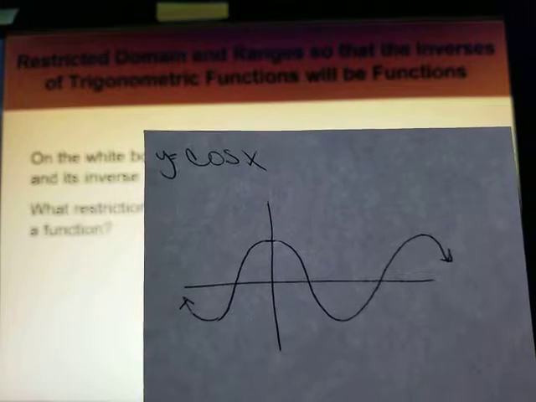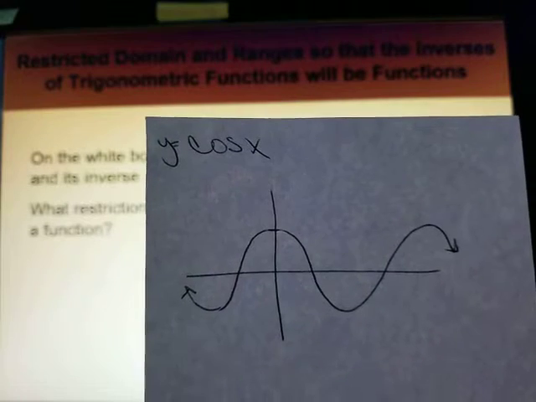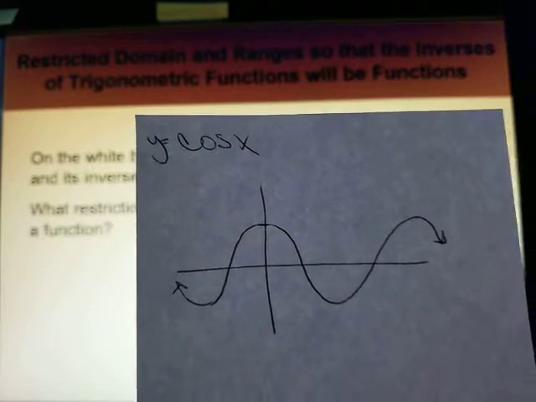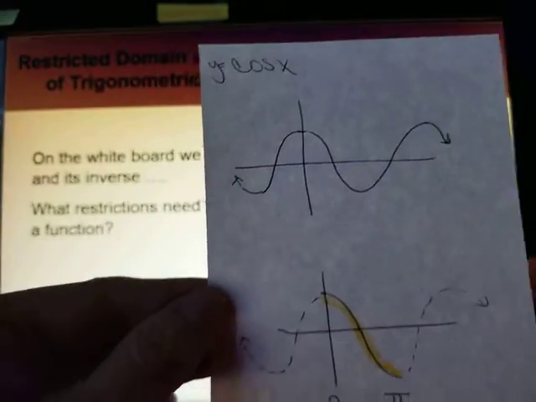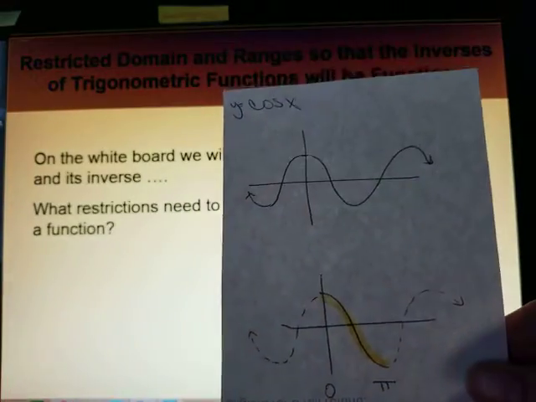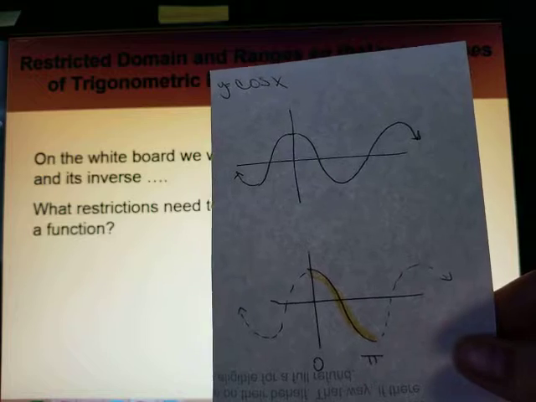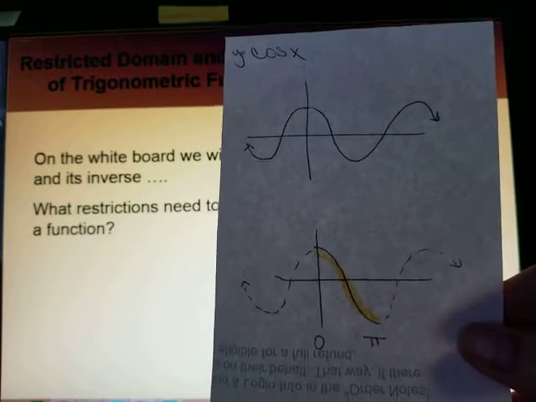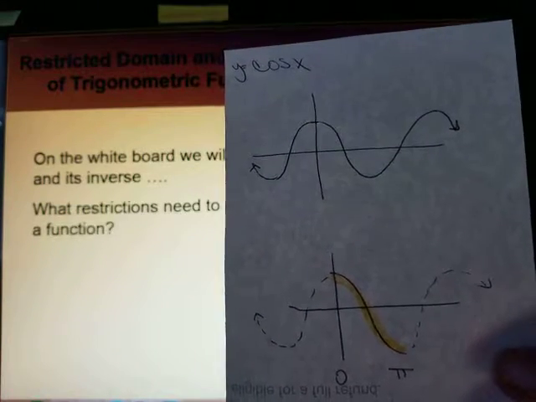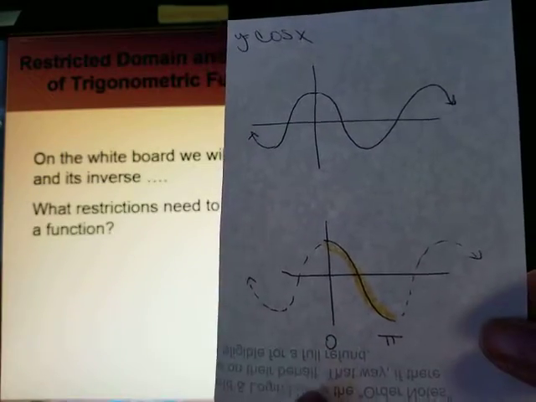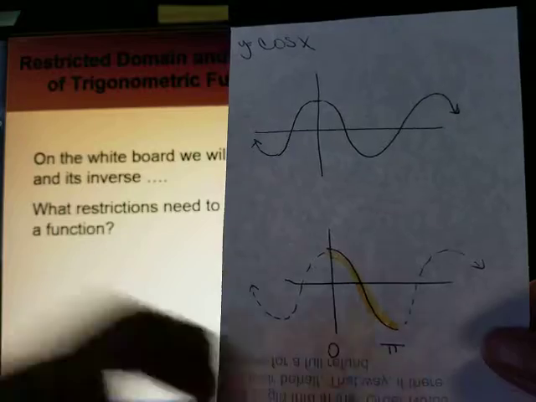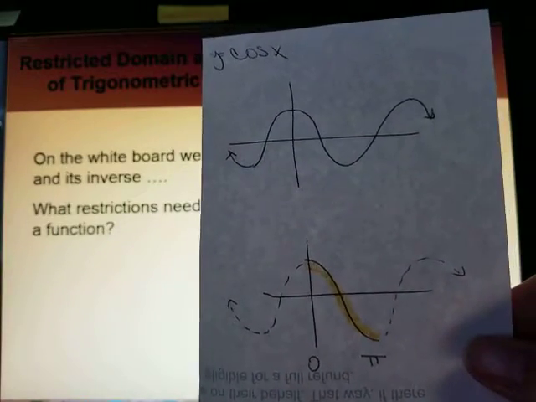Since this was not 1-to-1, we would say it doesn't have an inverse. But if I was to restrict the domain such that it would be 1-to-1, then we could work with the inverse of the cosine. If you take a look at the graph down below, I have restricted the domain from 0 to pi. The yellow graph actually is 1-to-1, and therefore it would have an inverse. So your inverse cosine, when you're calculating those values, all your answers will be between 0 and pi, or between 0 and 180 degrees.